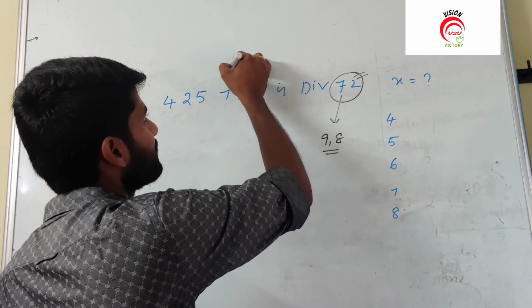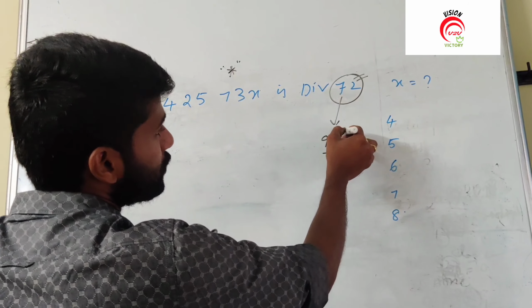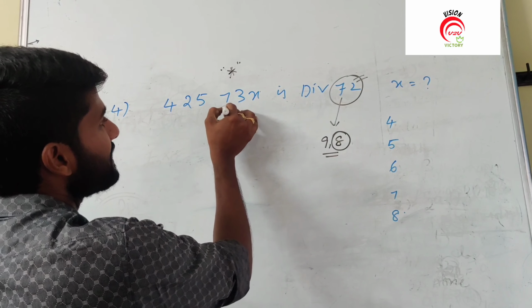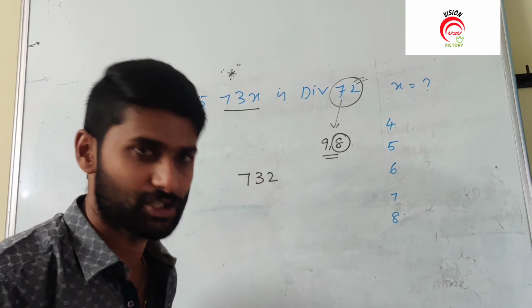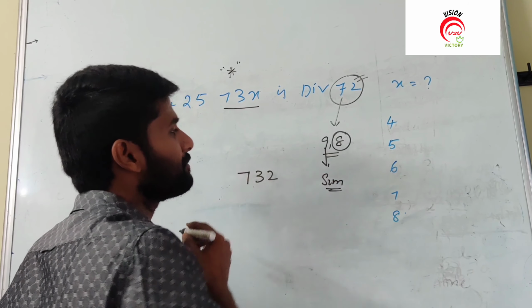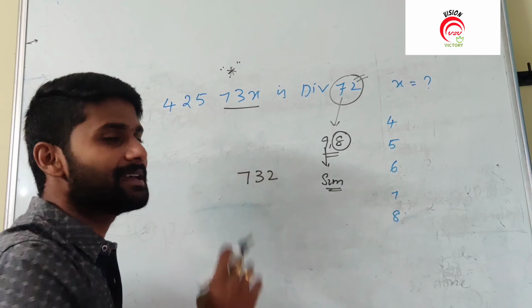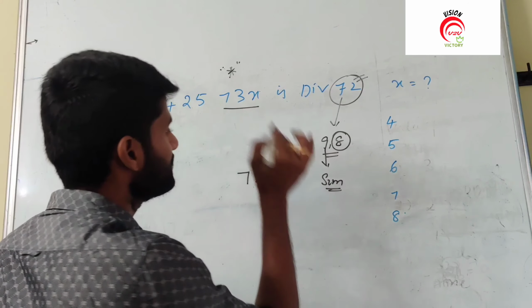This question was given in a previous SSC exam. Okay, see, focus on that. What is the rule of 8? 8 can be checked on the last 3 digits. What are the last 3 digits here? 73x. Then what is the 9 rule? The 9 rule means the sum of its digits. If the sum of its digits is divisible by 9, the entire number is divisible by 9.